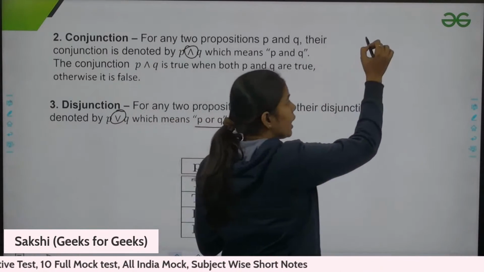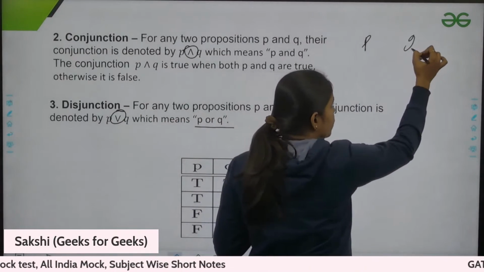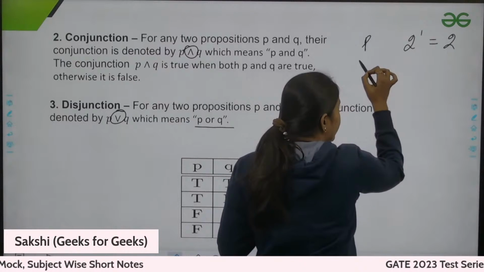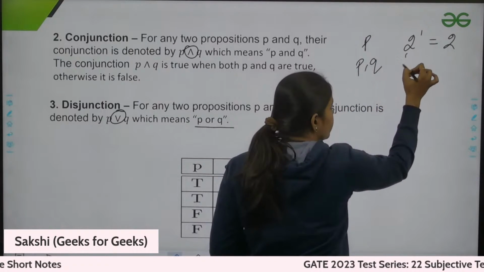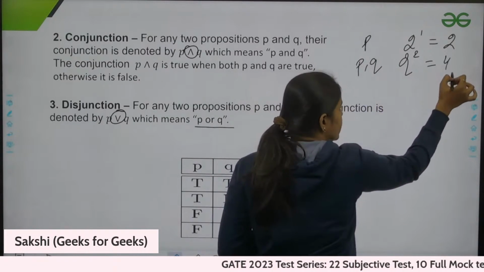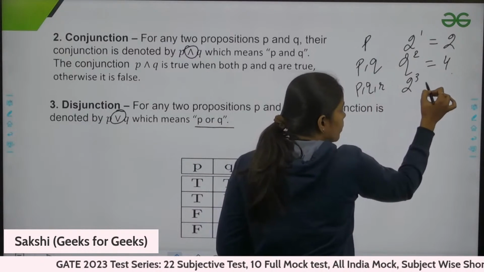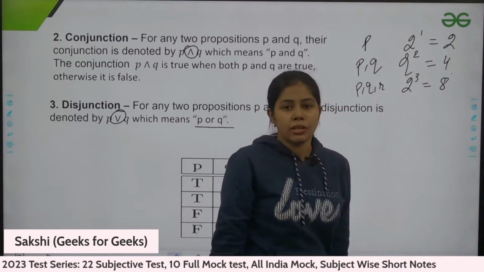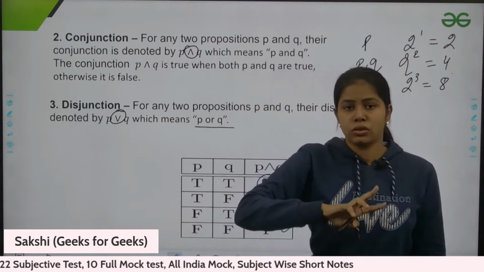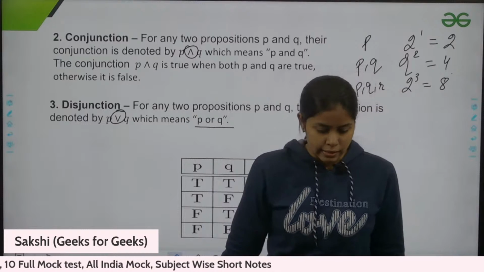You can see when we have one proposition P, I am getting 2 to the power 1, two cases. When I have two propositions P, Q, I am getting 2 squared, four cases. If I have P, Q, R, three propositions, that would be 2 to the power 3, 8. And why am I taking two? Because true and false, we have two choices here, right?